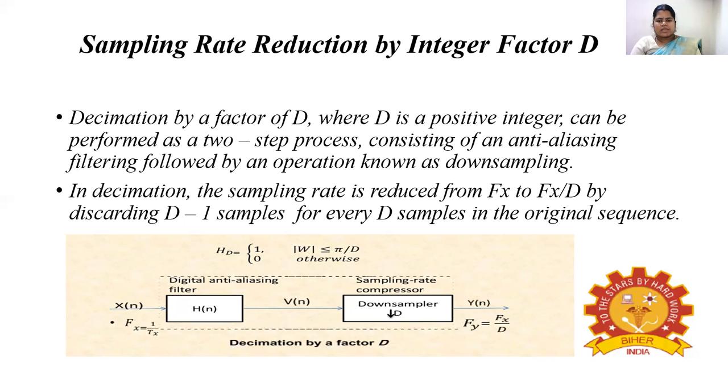In decimation, the sampling rate is reduced from Fx to Fx by D. So for a discrete time signal x of n given as input to the anti-aliasing filter, the sampling rate is Fx. This sampling rate is reduced at the output to Fx by D by discarding D minus 1 samples for every D samples in the original sequence. This is the representation of the decimation equation, and this is the block diagram representation of the decimation.